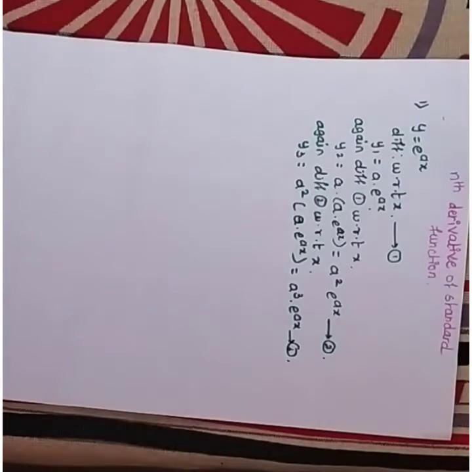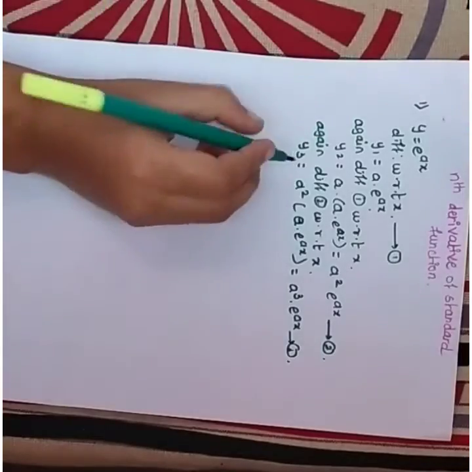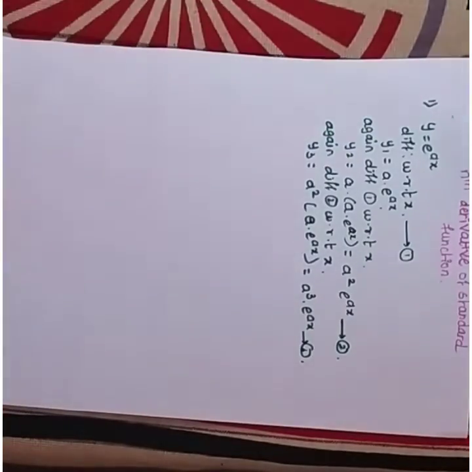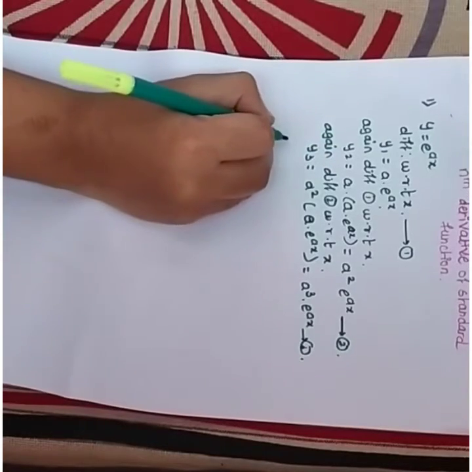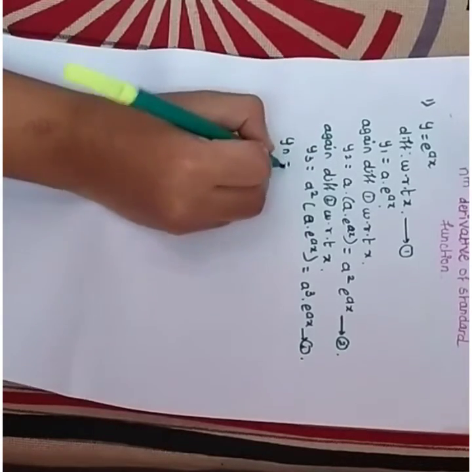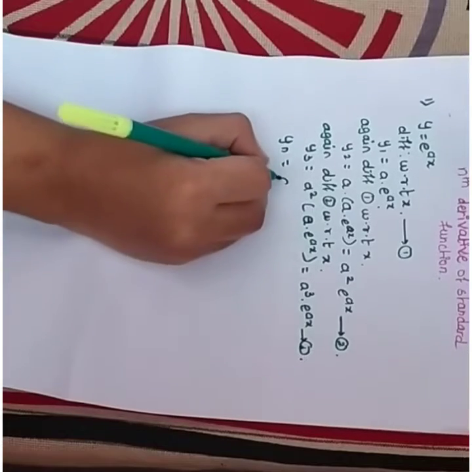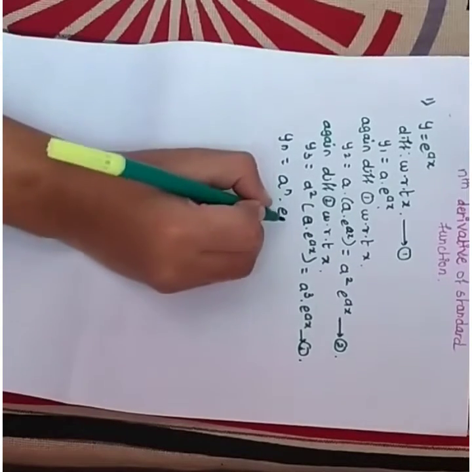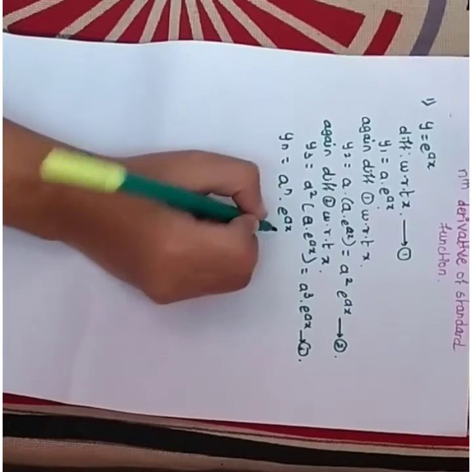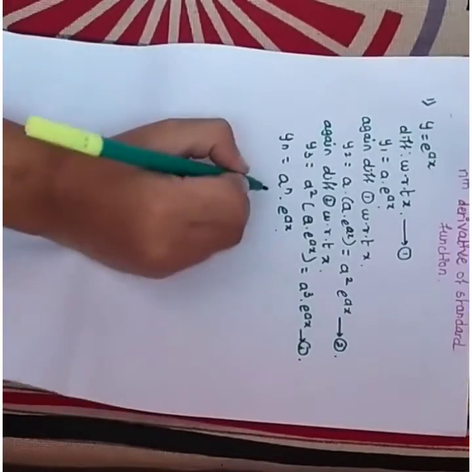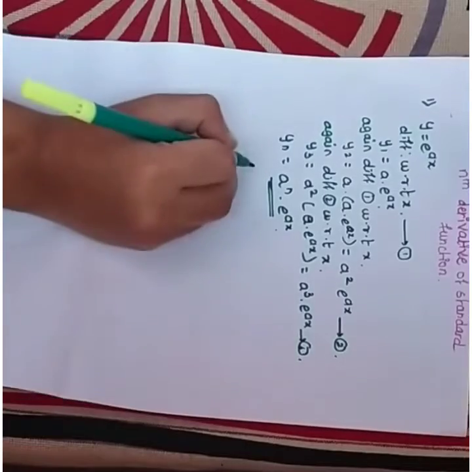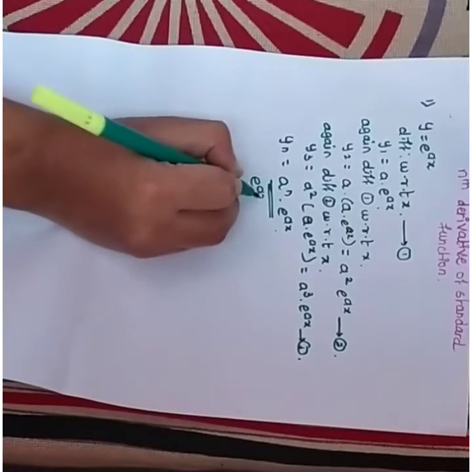By observing these three results, we can conclude for yn, that is a raised to n into e raised to ax. This is the standard result for e raised to ax.